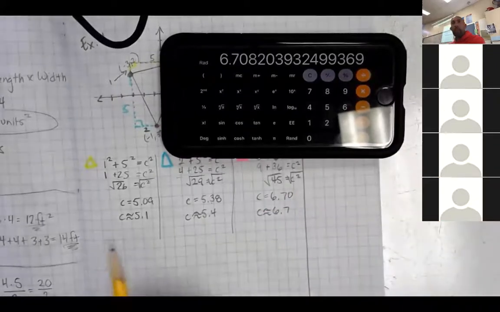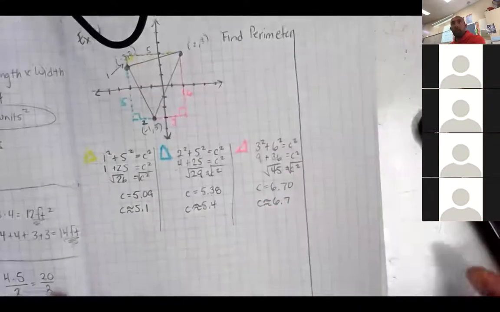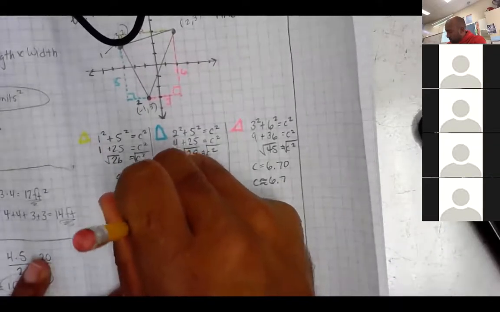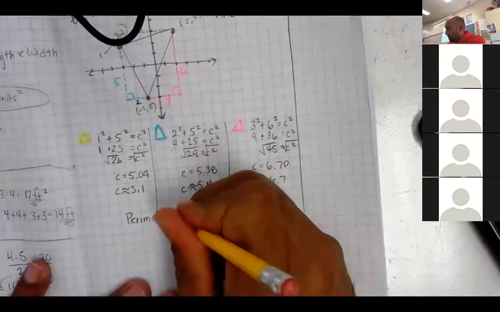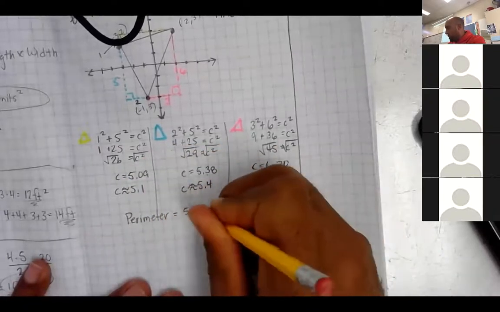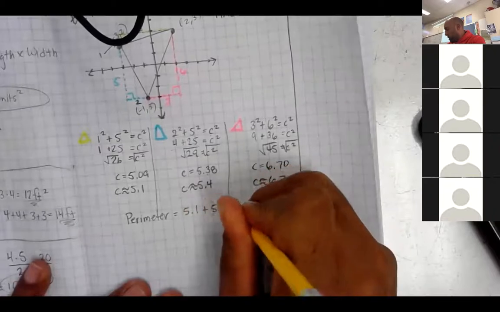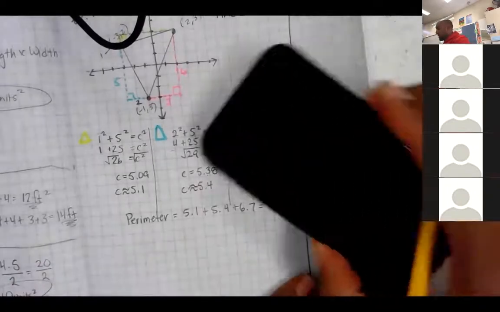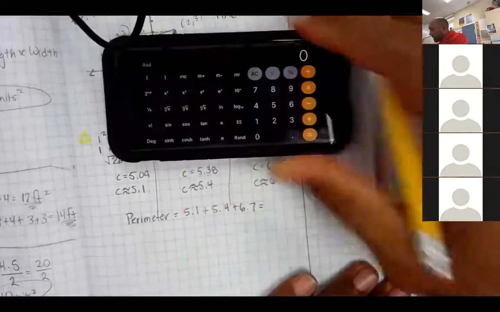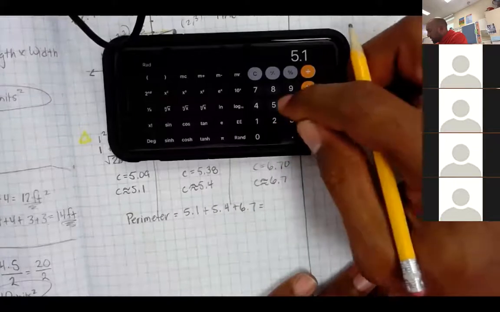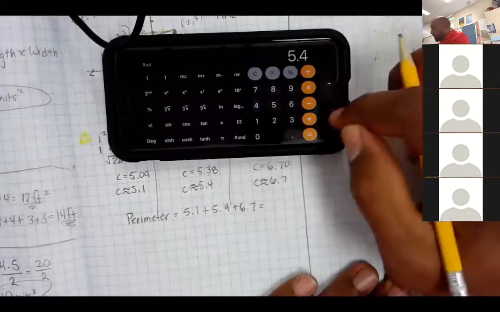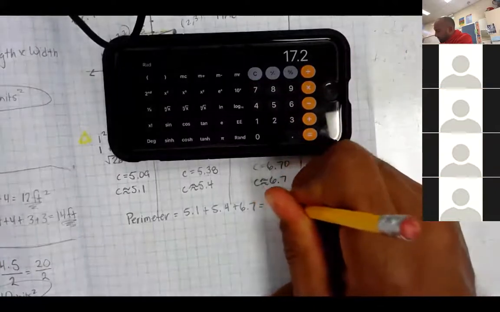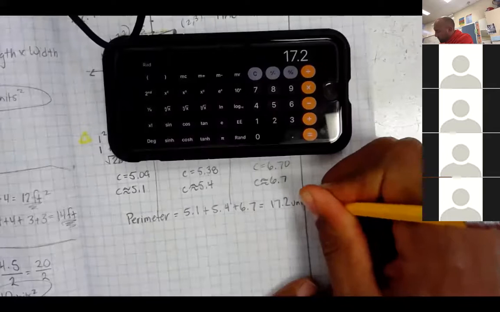Okay, now to get the perimeter, we got to add all that up. So equals 5.1 plus 5.4 plus 6.7. Just add them all up, and then you'll get your perimeter of that shape. So 5.1 plus 5.4 plus 6.7, that equals 17.2 units.